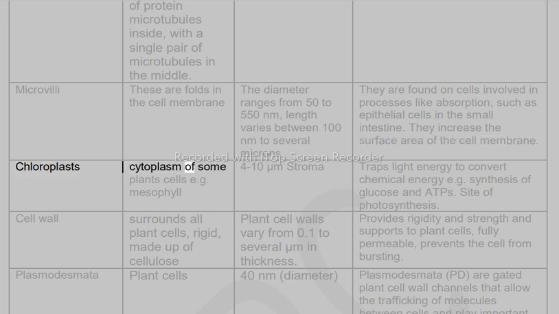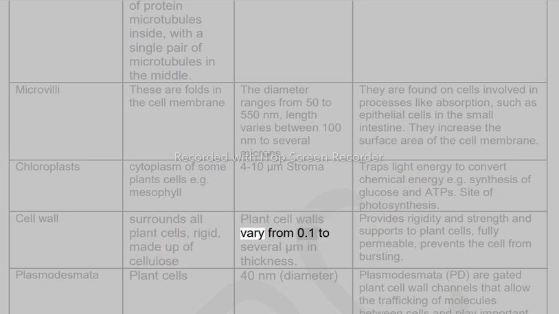Chloroplast. Cytoplasm of some plant cells, e.g. mesophyll. 4 to 10 micrometers. Stroma traps light energy to convert to chemical energy, e.g. synthesis of glucose and ATPs. Site of photosynthesis. Cell wall surrounds all plant cells, rigid, made up of cellulose.